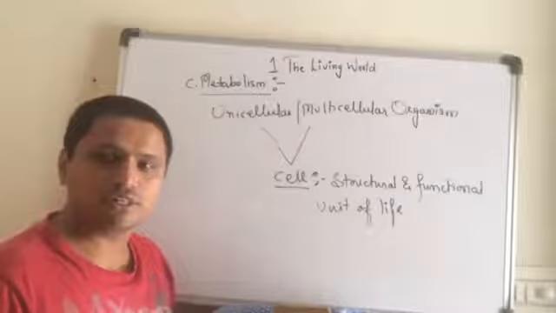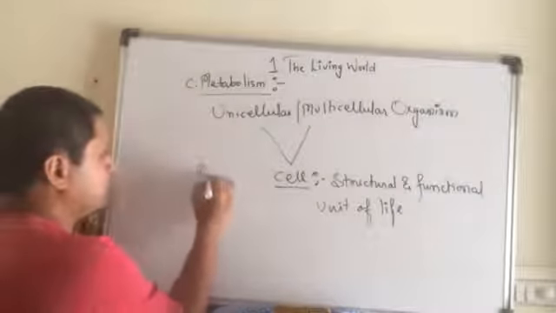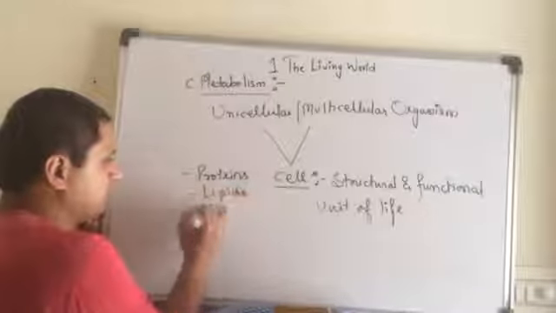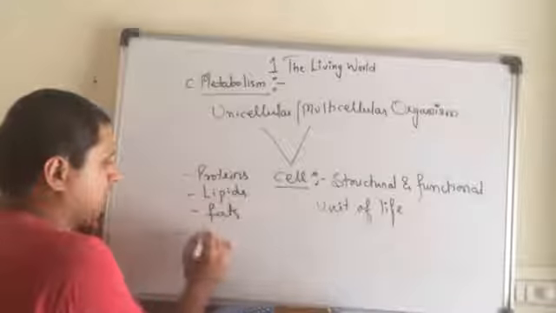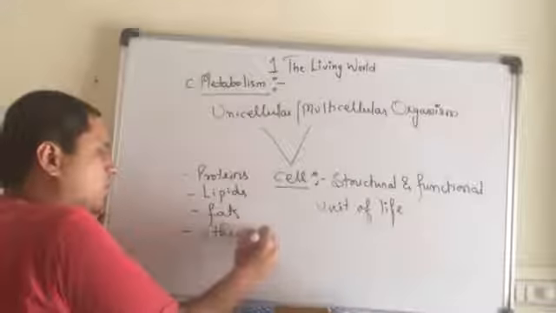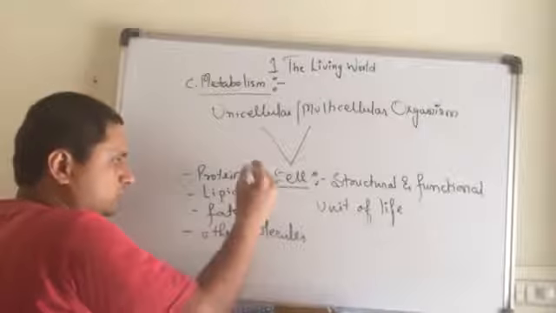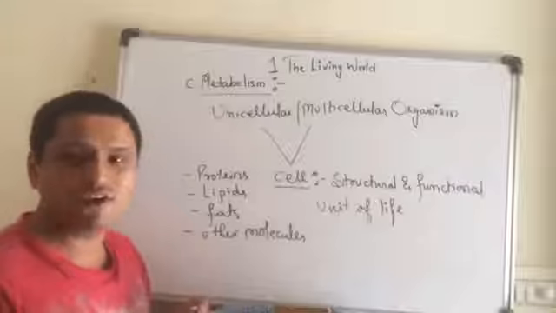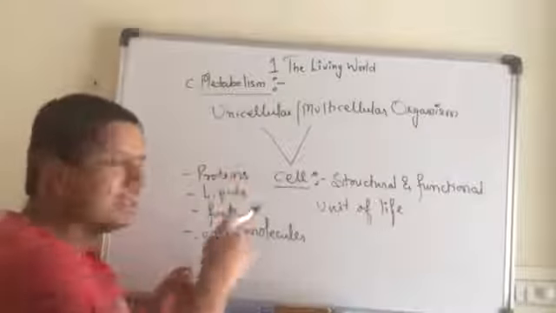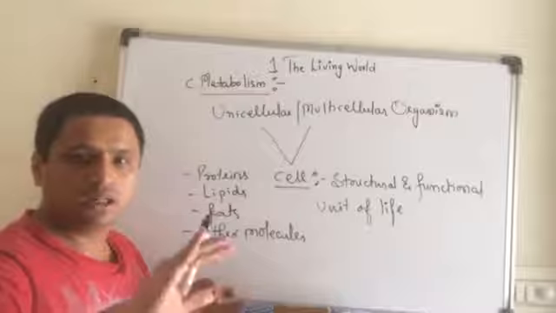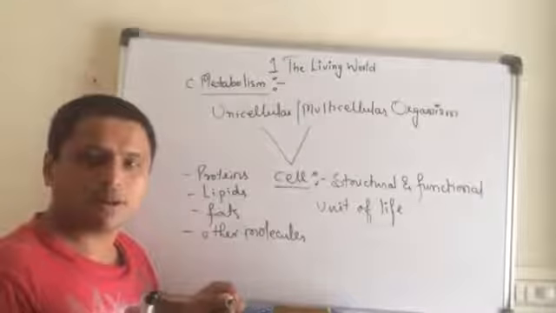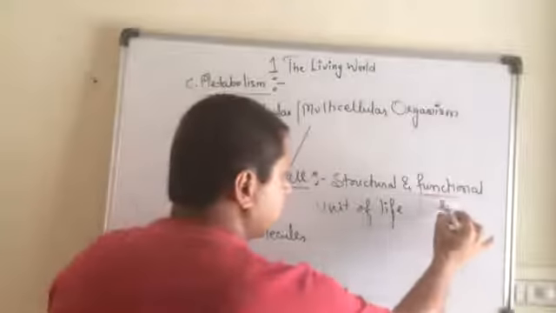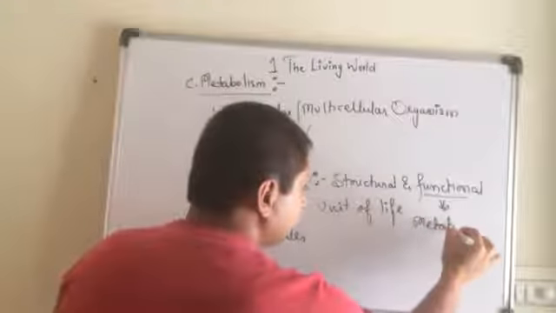Now the structural units include proteins, lipids, fats and all the other molecules. All these molecules and other constituents make up the structural part of the cell. But on the other hand, non-living things are also made up of some structures. But the main distinguishing property that creates a difference between the living and the non-living is the functional unit, that is known as metabolism, children.